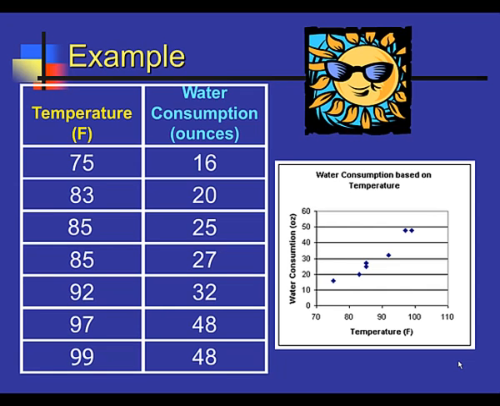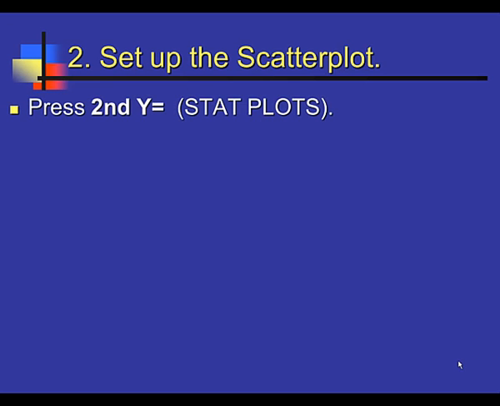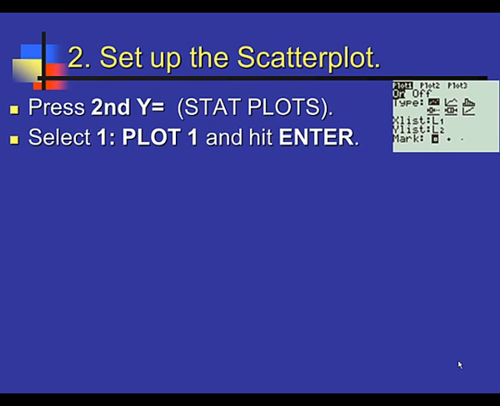Now we would like to visualize the data by setting up a scatter plot. Press second of Y equals, which is the stat plot key. Y equals is on the top row of your calculator. When you go to the stat plot menu, select number 1 for plot 1 and hit enter.